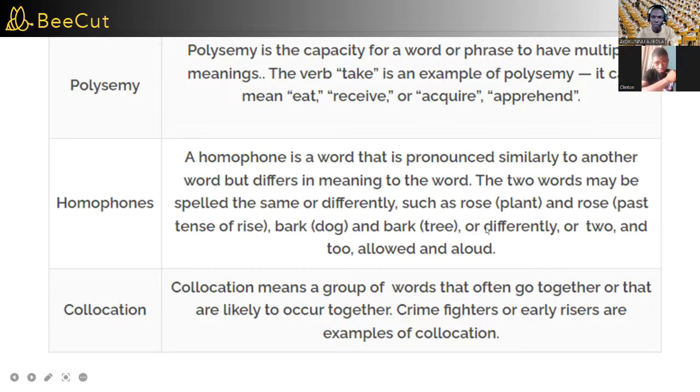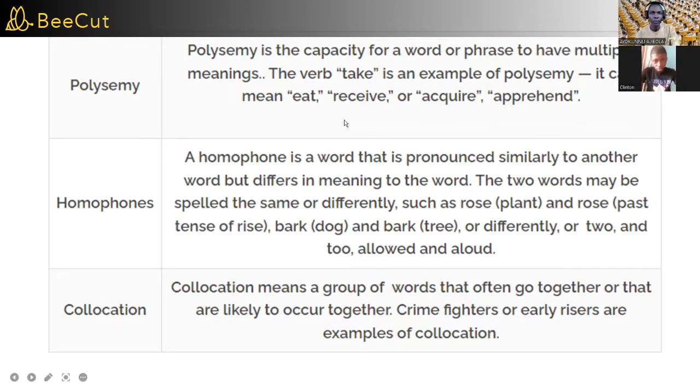So they could be spelled the same way, or they could be spelled differently, like two and too, like allowed and aloud. Allowed and aloud are pronounced the same way, but they are spelled differently. Two and too are pronounced the same way, but they are spelled differently. But bark and bark are pronounced the same way and spelled the same way. Rose and rose also pronounced the same way and spelled the same way.